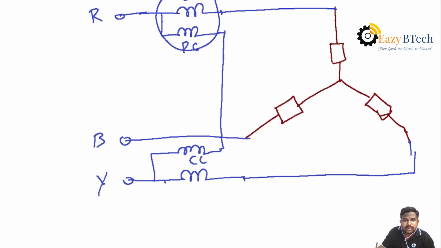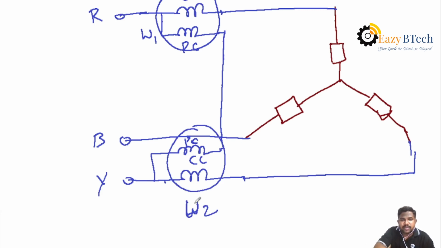So this is called wattmeter 1, and this is the pressure coil of the second wattmeter. This is called W2. For example, the W1 wattmeter is connected in R phase, the W2 wattmeter is connected in Y phase, but the pressure coils of the two wattmeters are joined to the remaining phase. That is, the remaining phase is only B. That is, the pressure coils of the two wattmeters are joined with phase B.